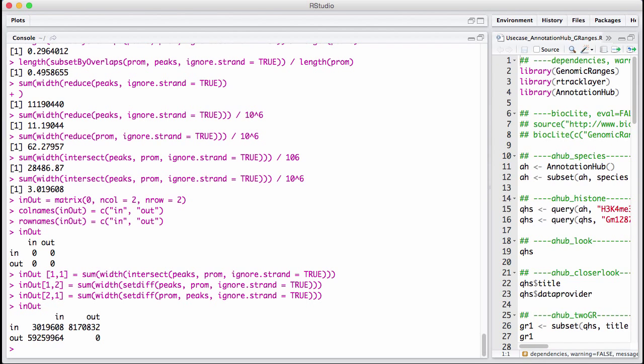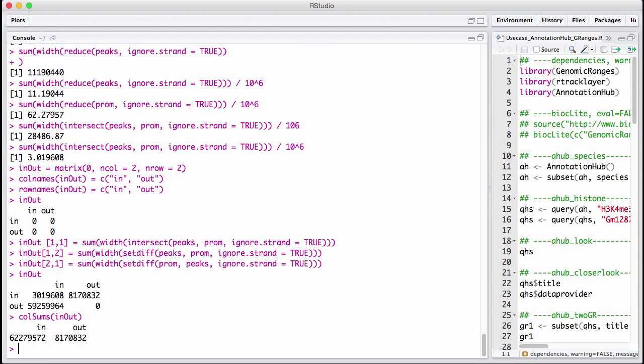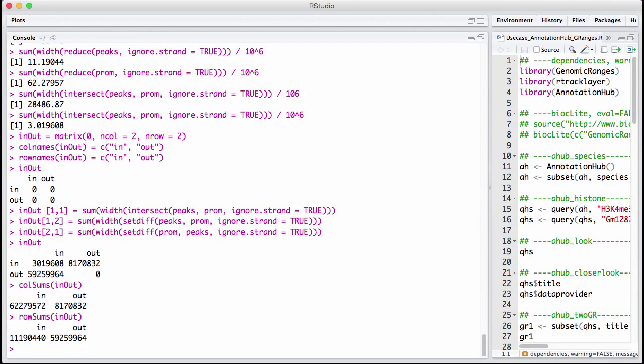So we can do the colSums of in-out. And now we get the 62 million we had before. And if we do the rowSums, we get the 11 million we had before.